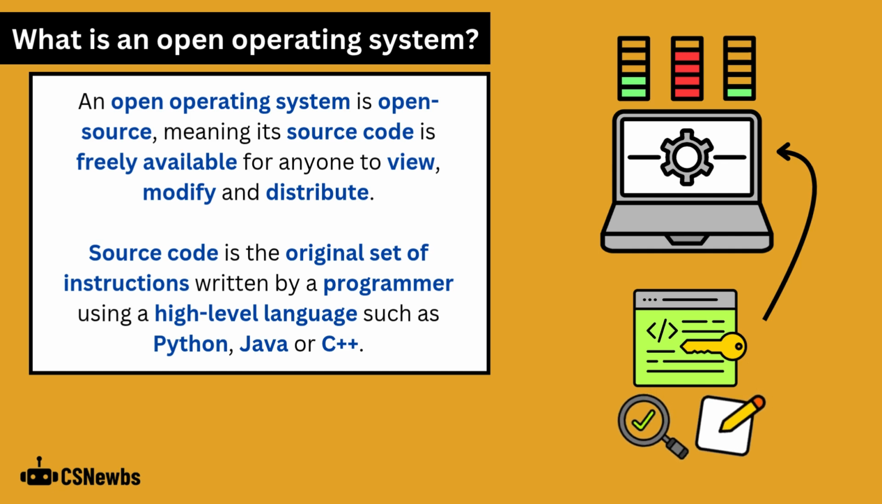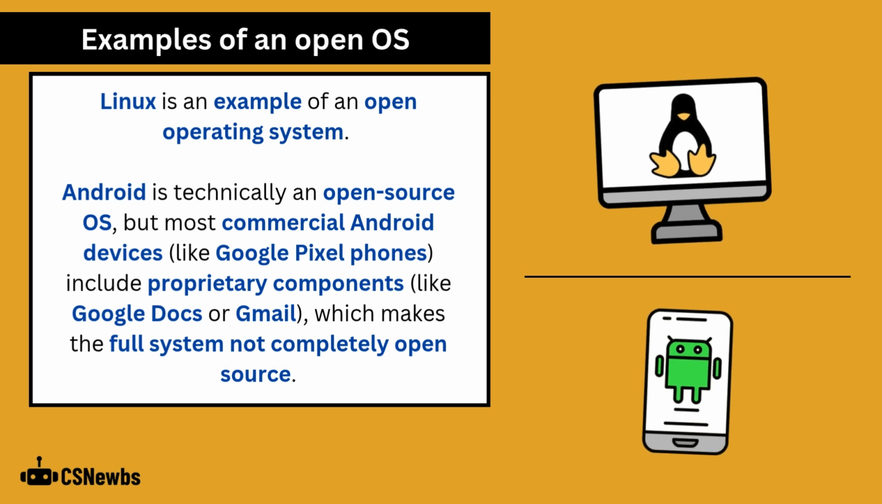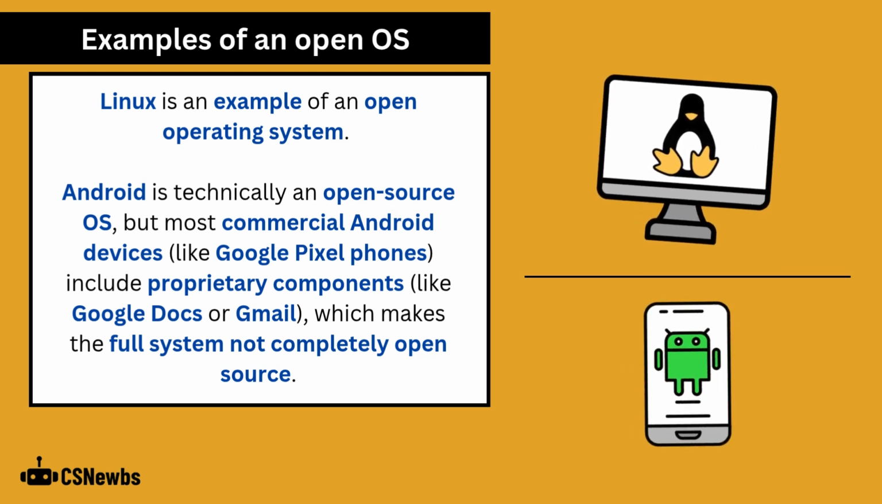An open operating system is open source, meaning that its source code is freely available for anyone to view, modify, and distribute to others. Source code is the original set of instructions written by a programmer using a high-level language such as Python, Java, or C++. Linux is an example of an open operating system.